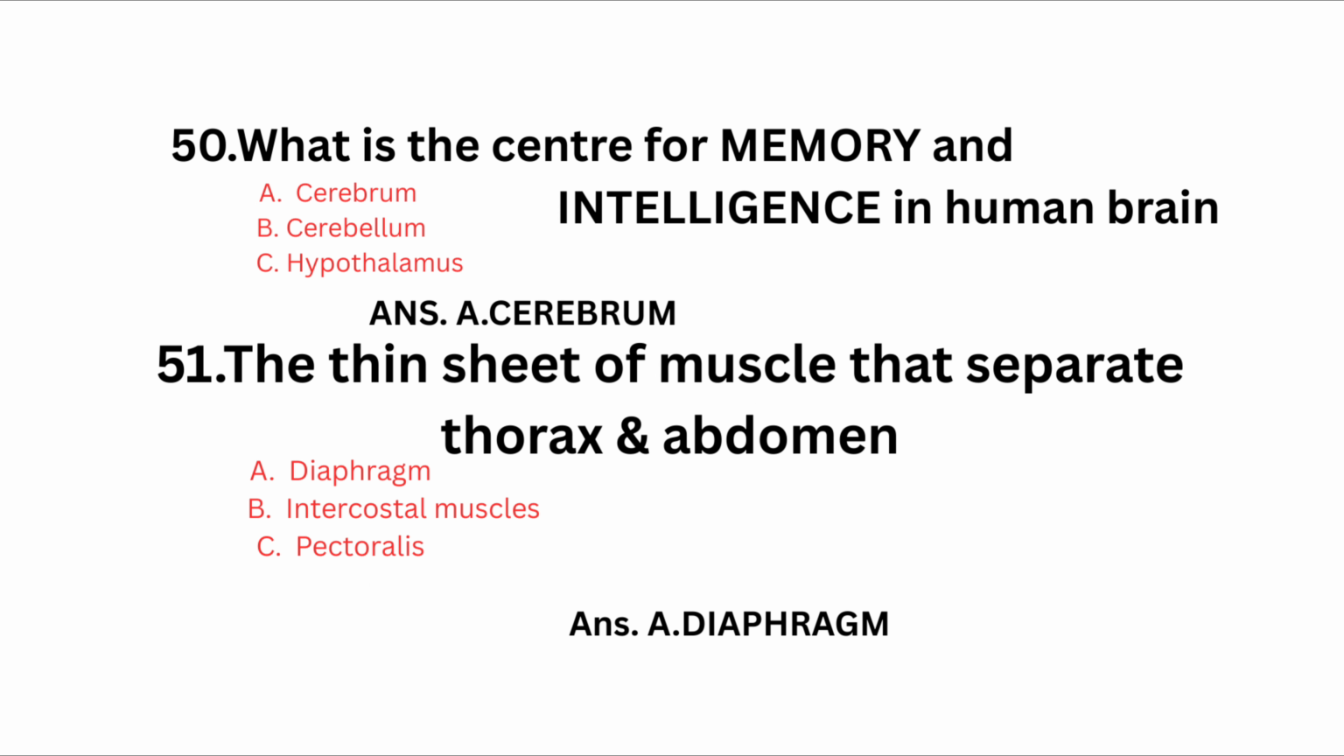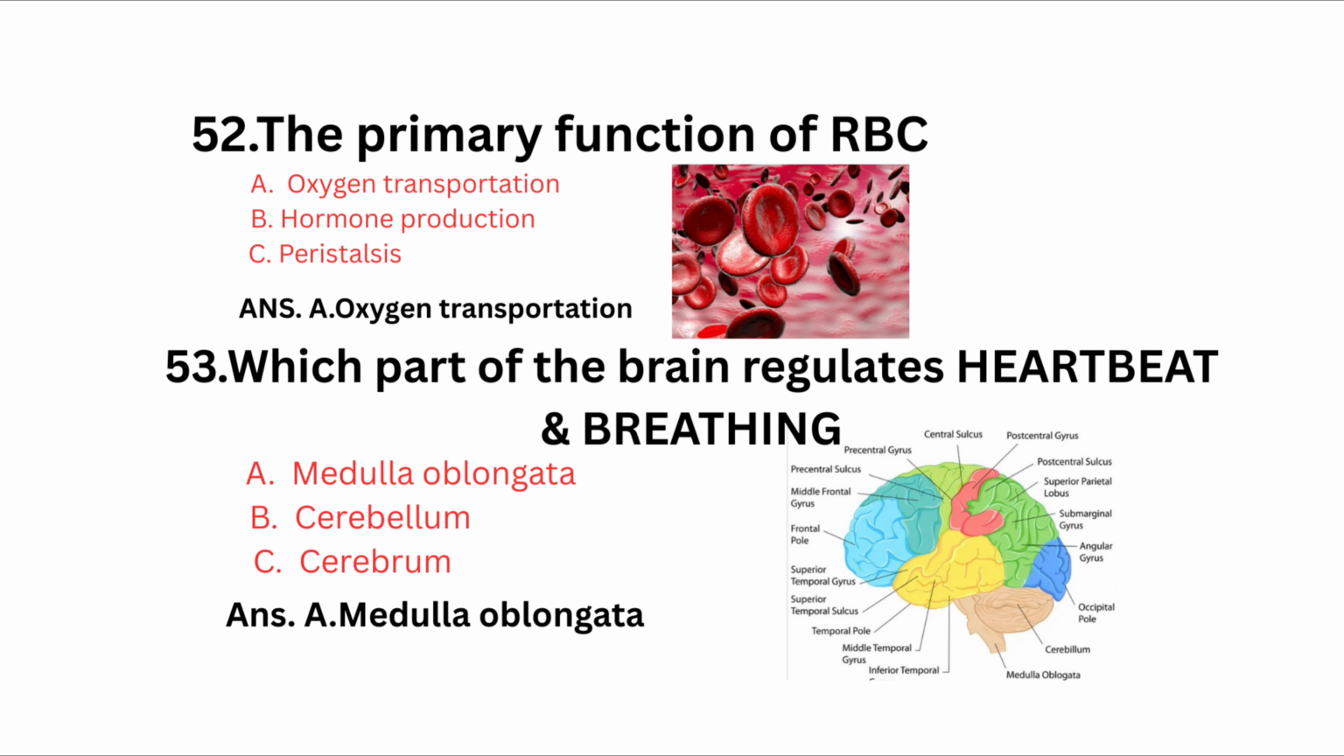50. What is the center for memory and intelligence in the human brain? A. cerebrum. B. cerebellum. C. hypothalamus. Answer to that is A. cerebrum. Question 51. The thin sheet of muscle that separates thorax and abdomen. Answer A. diaphragm. B. intercostal muscles. And C. pectoralis. The answer is diaphragm, which separates thorax and abdomen.